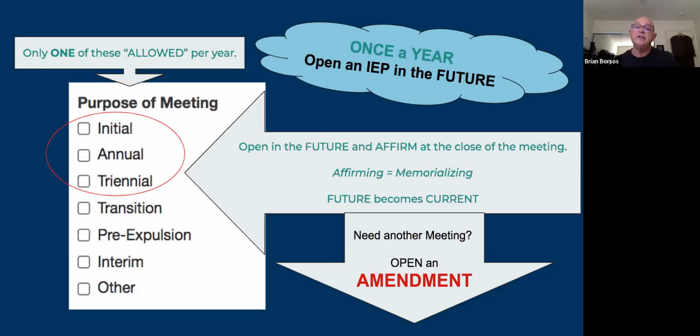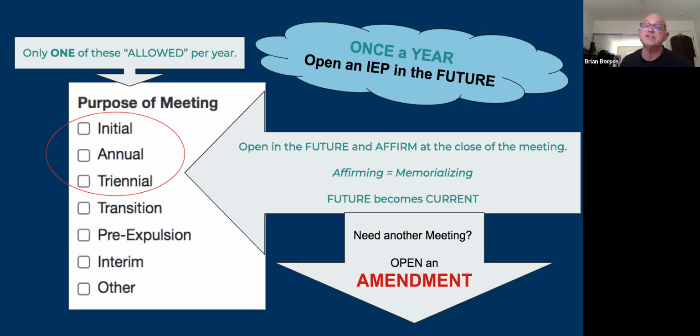Any of these other things down here that are transition, pre-expulsion, interim, or other are meetings that would typically be done through an amendment, but they might also be done at the time of an annual. So if you have a student who is transitioning and their annual is due, both of those can be checked. And for high school students, it should be, because transition plans are always done at all annual IEPs. If there's a pre-expulsion meeting and it happens to fall at the time of the annual, both can be checked. But for anything that's being done in the future documents on SEIS, it has to be either initial, annual, or triennial, and those other 4 at the bottom can be added to that, but they cannot be standalone.